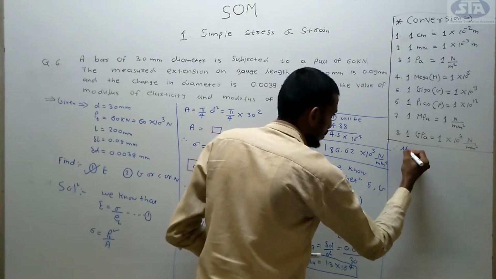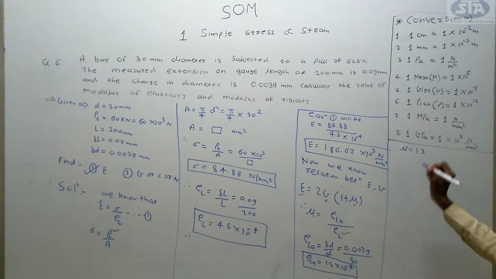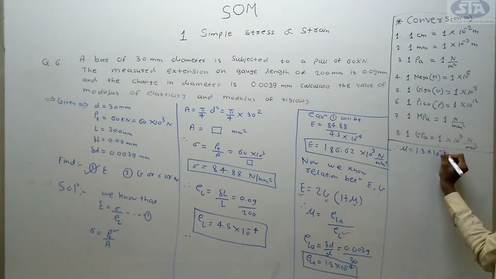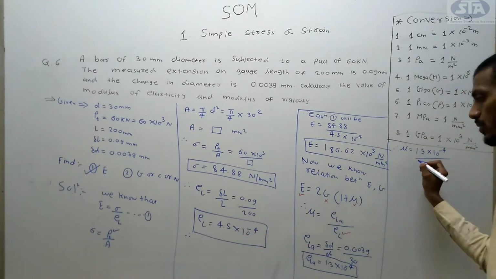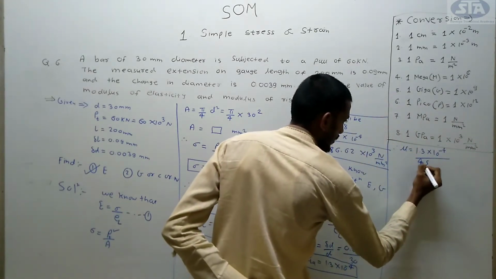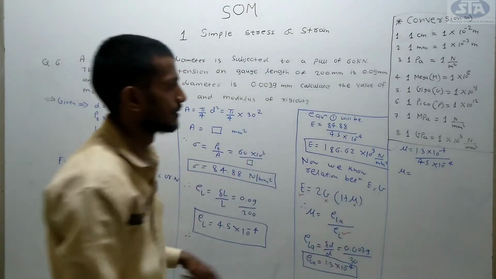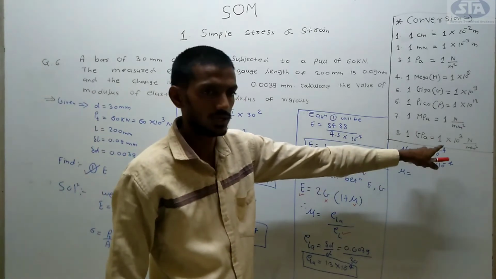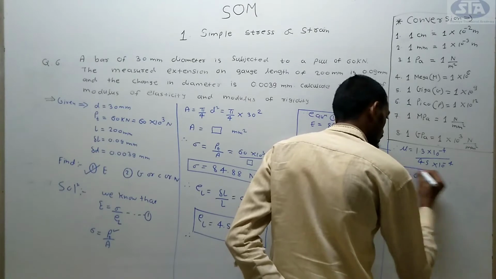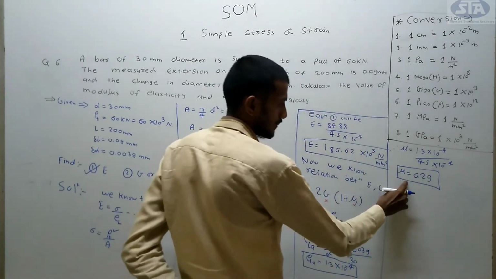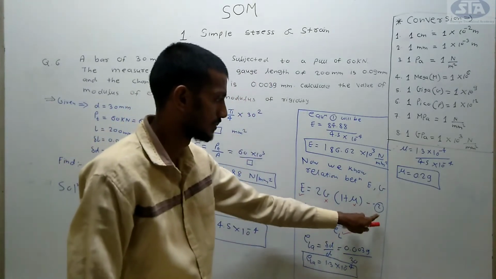Therefore mu is equal to lateral strain value, which is 1.3 into 10 raised to minus 4, whole divided by linear strain, which is 4.5 into 10 raised to minus 4. Okay, now 10 raised to minus 4 and 10 raised to minus 4 get cancelled. The value becomes mu equal to 0.29. Once we get mu, we put it in equation number 2. Let us consider this equation as number 2.